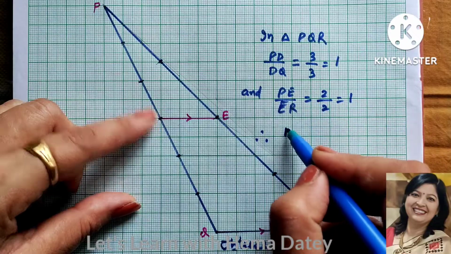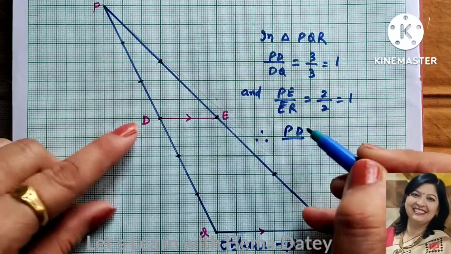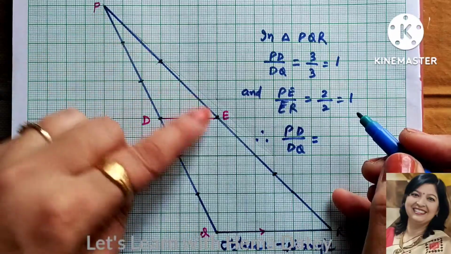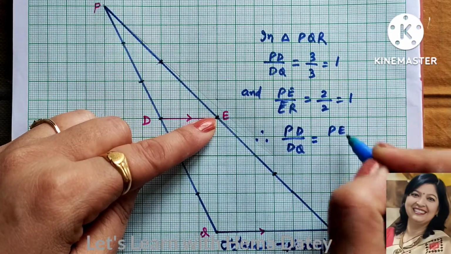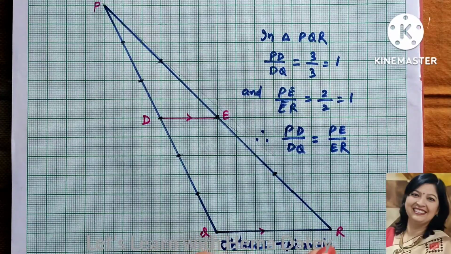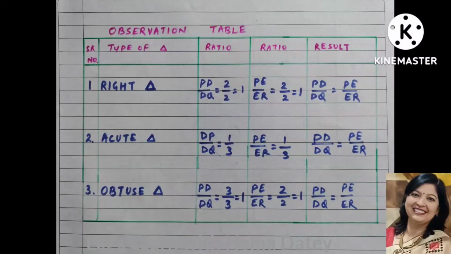PR has total 4 equal parts and E is the midpoint of PR. So we can say PD ratio DQ is equal to PE ratio ER. And here we have observation table of the activity.